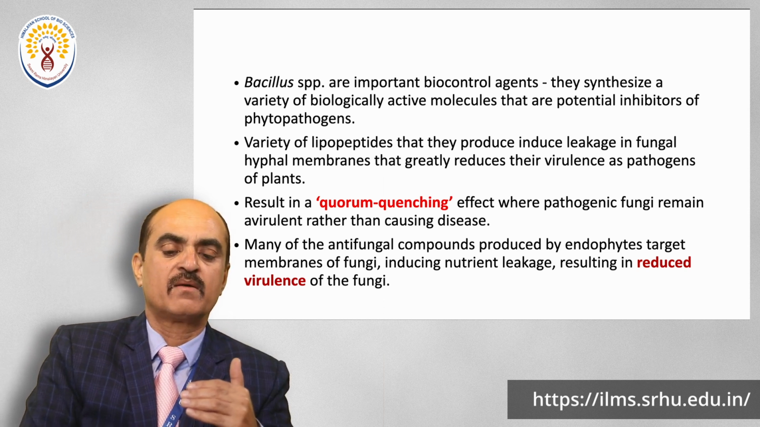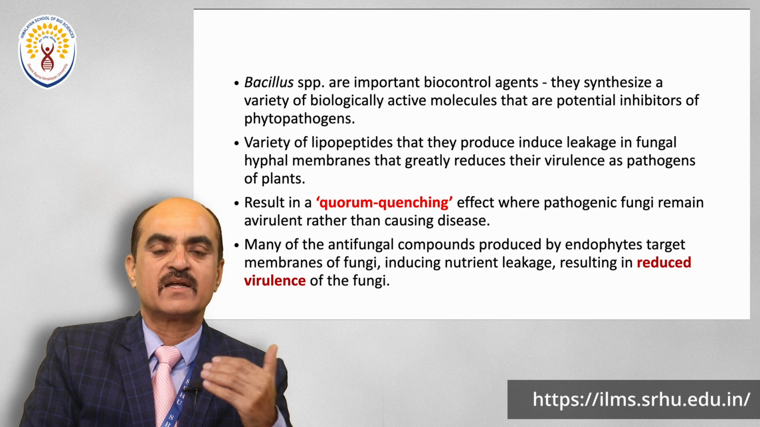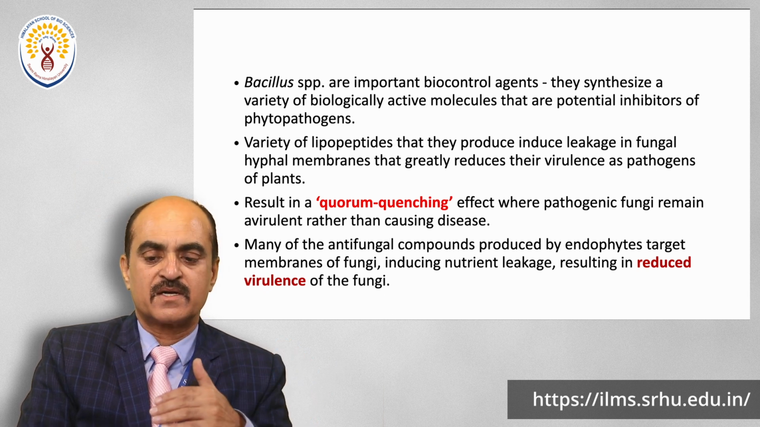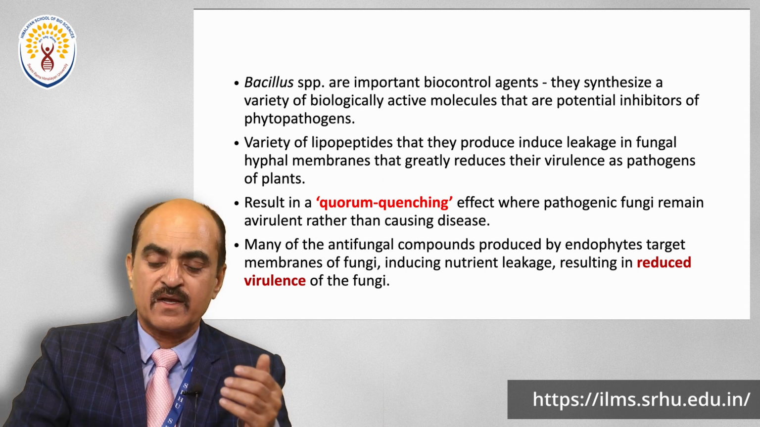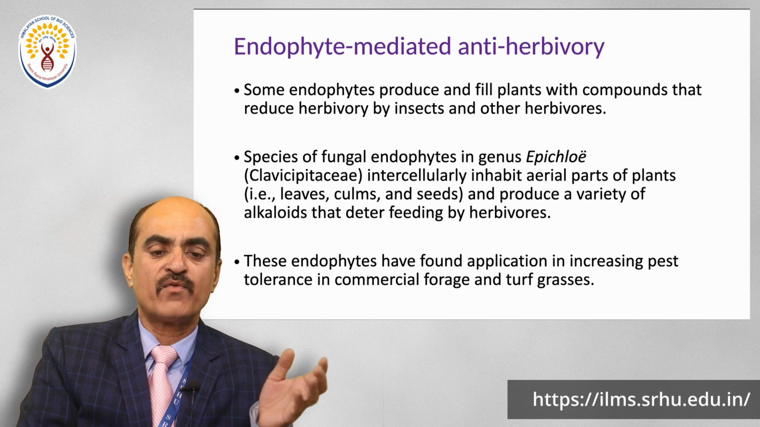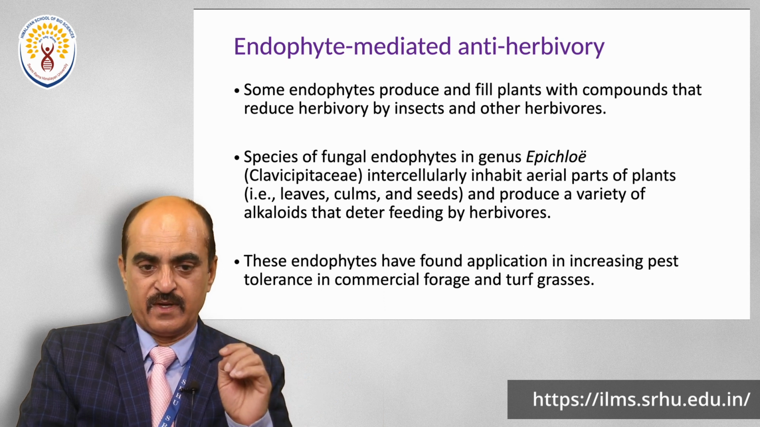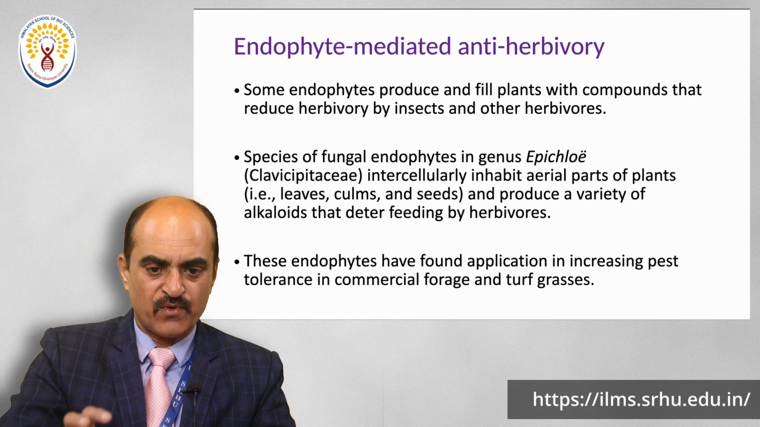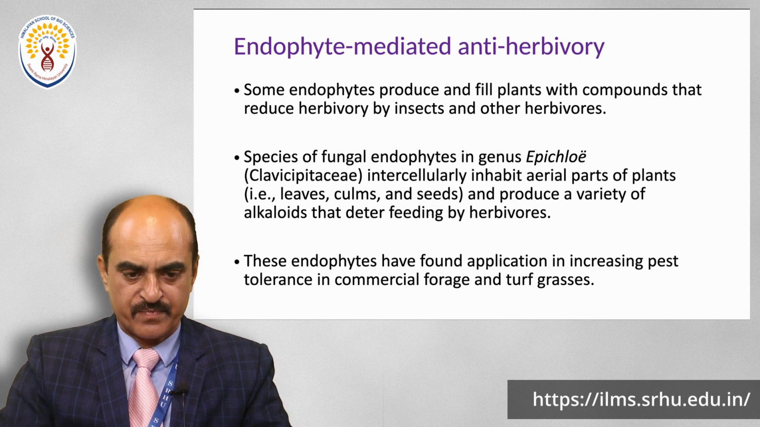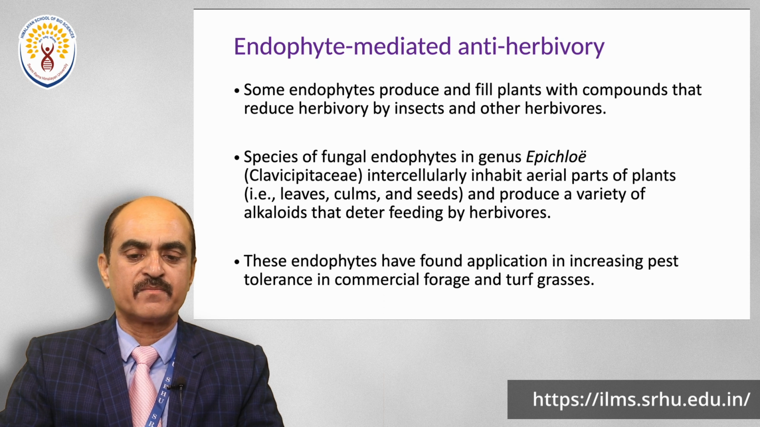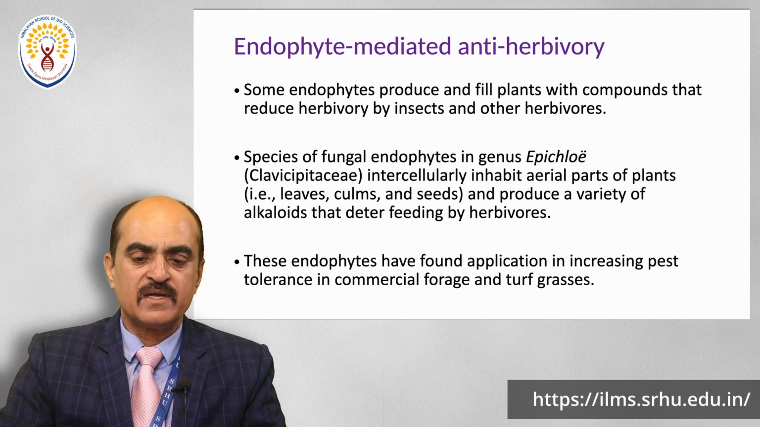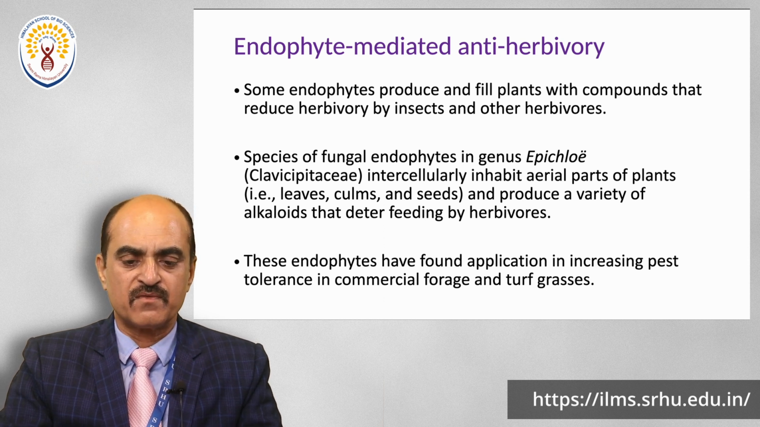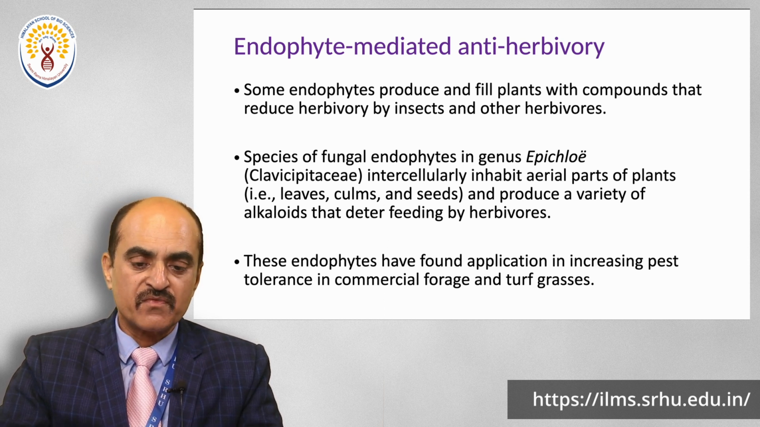So, many of the antifungal compounds produced by endophytes target members of the fungi, inducing nutrient leakage, resulting in reduced virulence of the phytopathogenic fungi. So, endophyte mediated anti-herbivory. Some endophytes produce and fill plants with compounds that reduce herbivory by insects and other herbivores. The species of fungal endophytes in genus Epichloe intracellularly inhabit aerial parts of the plant, inside the leaves and seeds, and they produce a variety of alkaloids that deter feeding by herbivores.